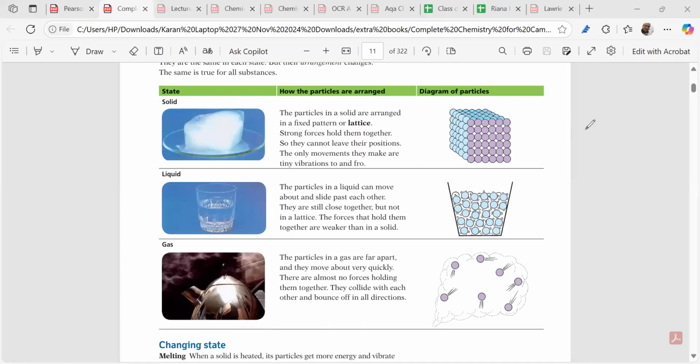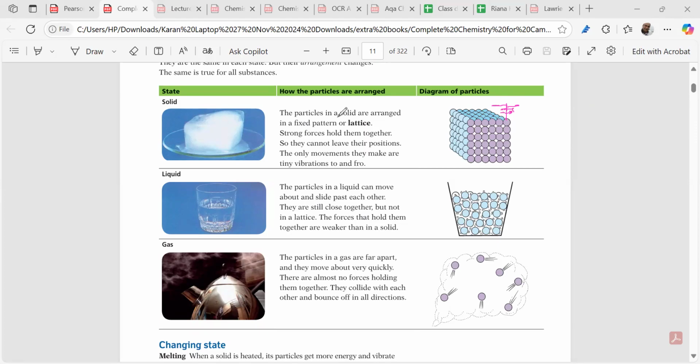When we talk about the kinetic theory of matter, what does it tell us? That in solids, the particles are arranged in a fixed pattern or lattice structure. Strong forces of attraction hold their positions together. The only movement they have is tiny to and fro vibrations. Did you get my point?